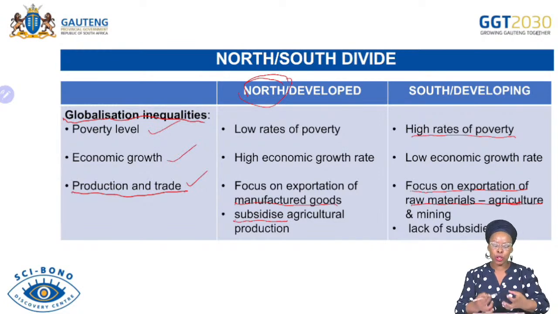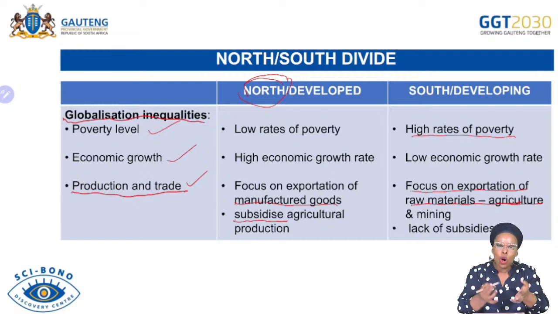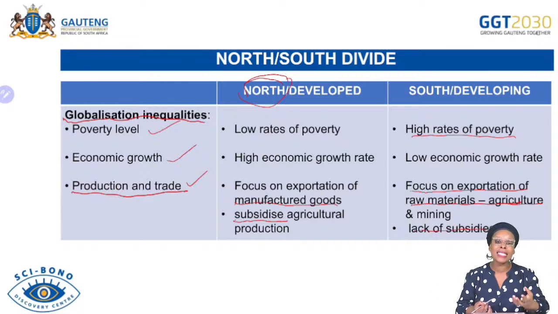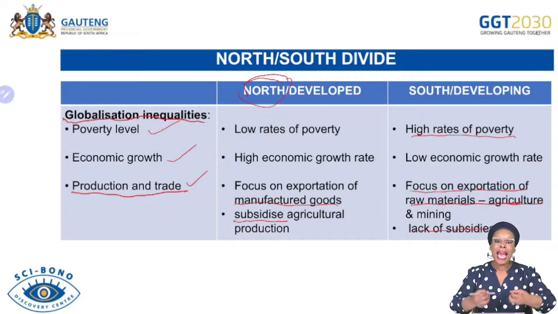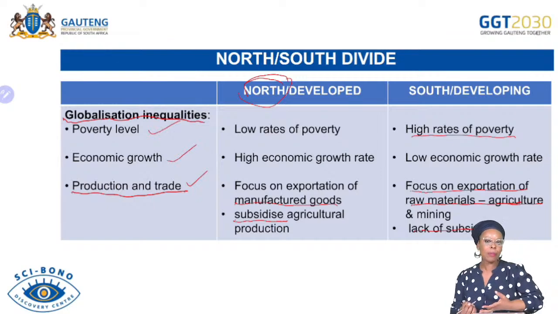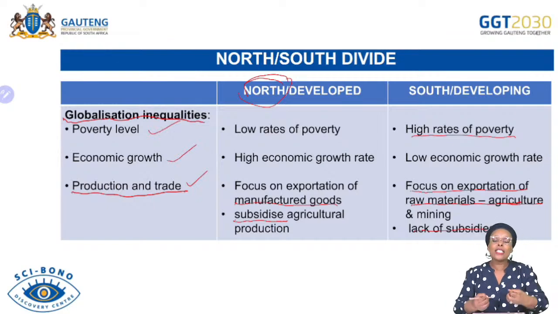When agricultural produce are subsidized, they are dumped in other countries and sold at a lower price. So other countries can't compete because of the subsidy. You look at South countries, they lack subsidies. Sometimes even if the government provides subsidies, these subsidies are removed after a certain period of time, and our industries in mining and agriculture can't compete because of this lack of subsidies. So hence you'll find that we still buy agricultural produce from other countries because they are subsidized and they are affordable.